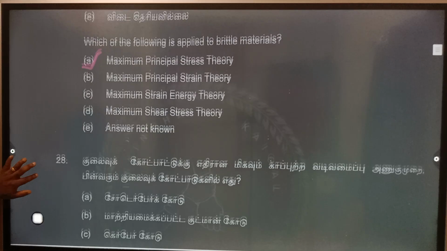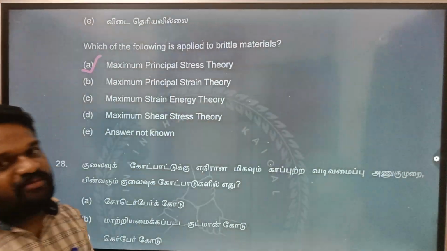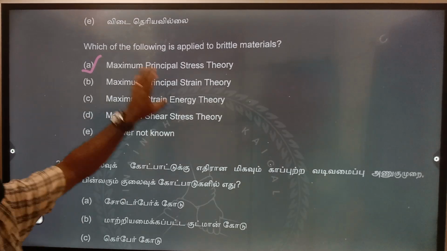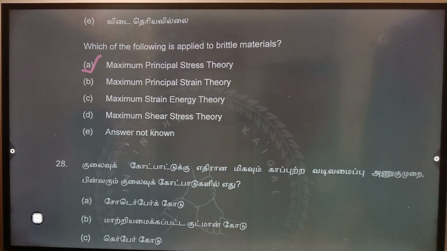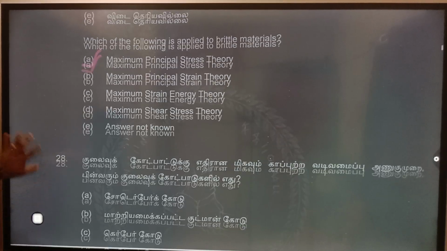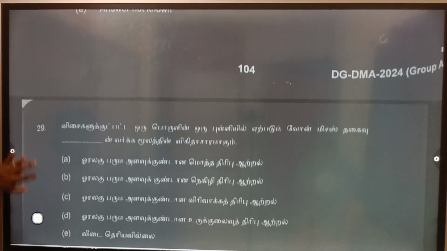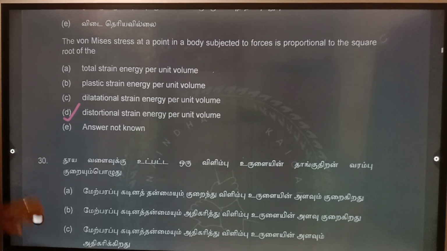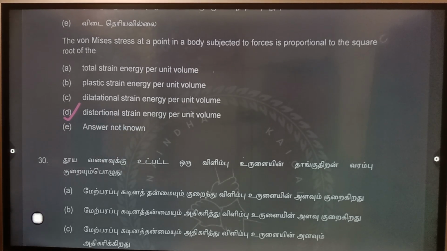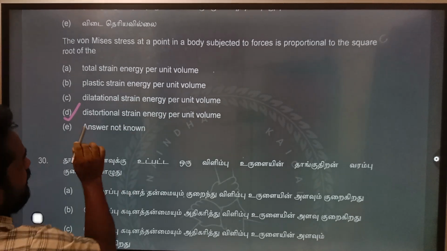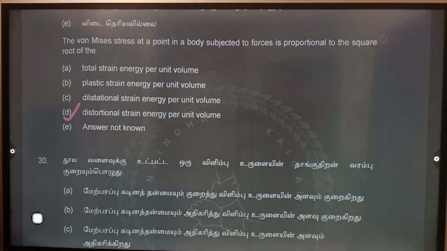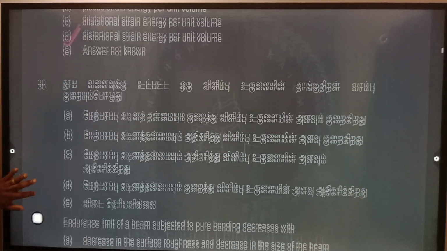27. Which of the following is applied to brittle materials க்கு எந்த தியரி தான் நீங்க யூஸ் பண்ணுவாங்க? Maximum principal stress theory. Okay, the answer is A, maximum principal stress theory. Then 28. Which one of the following failure theory is the most conservative design approach? Soderbergh line. Answer is A, Soderbergh line. Next, 29. The von Mises stress at a point. It is proportional square root of the distortion strain energy per unit volume. So it is proportional to distortion strain energy per unit volume. Answer is dog.